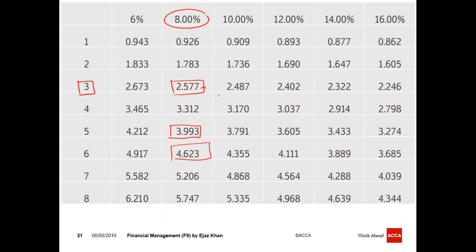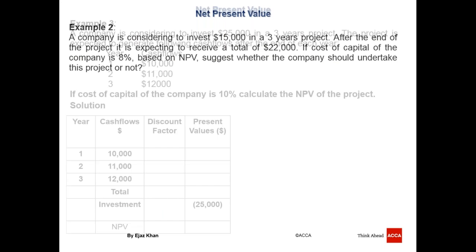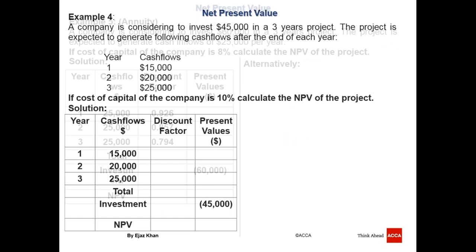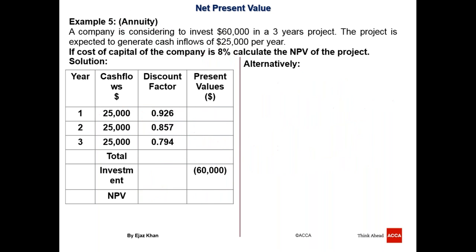Make sure you are looking at the annuity factor table and not the discount factor table, and make sure that you know the difference between the two. Discount factor table shows present values of $1 only at any particular point of time, whereas the annuity factor table shows the sum of the discount factors for any number of years. So we can pick up the annuity factor from that table and multiply it with the annuity to get the present value. So let's move forward.